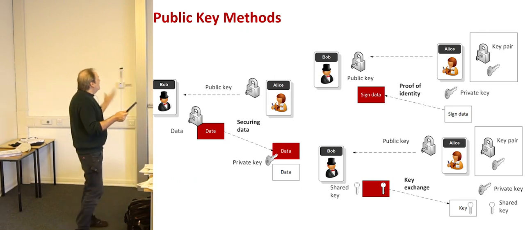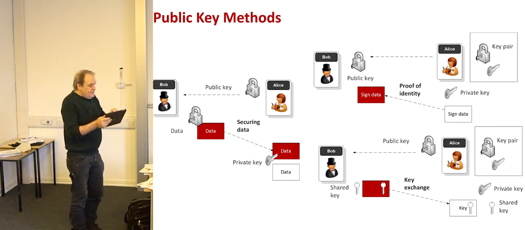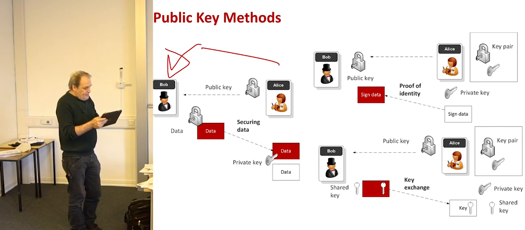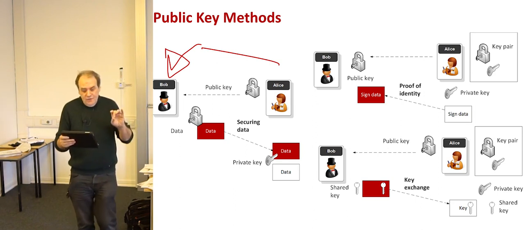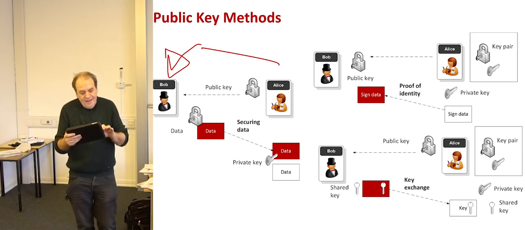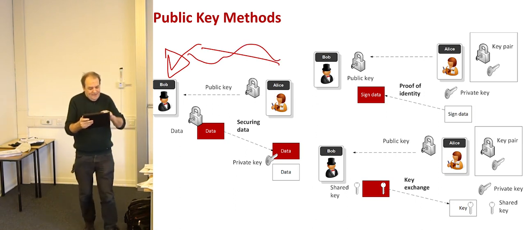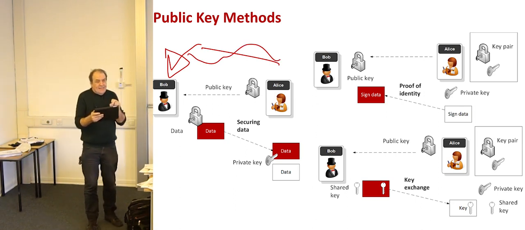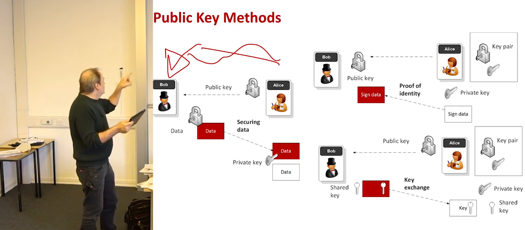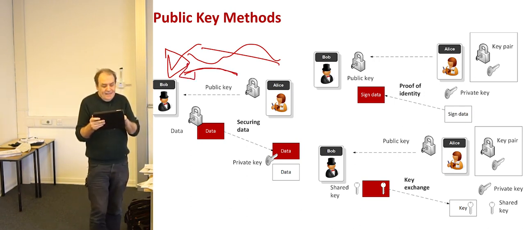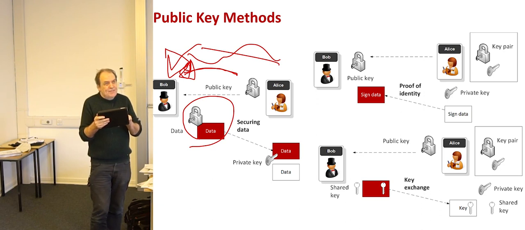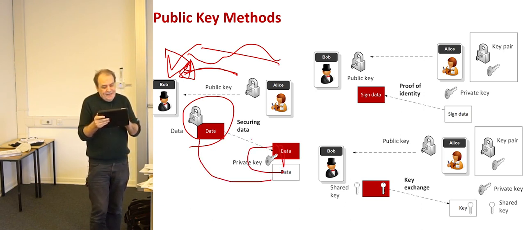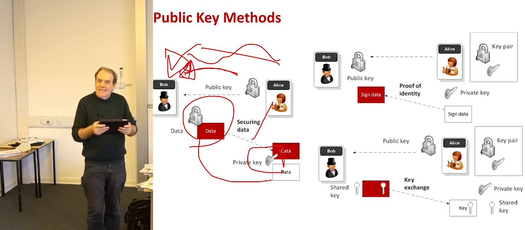So there's the methods that we have for public key. Okay, so if we wanted, it doesn't happen very much, but if Alice wants to send an encrypted file to Bob, it's the other way around. If Bob wants to send encrypted files to Alice, then she sends her public key. Bob then encrypts the data with that public key, and then it's Alice's private key which will decrypt it.